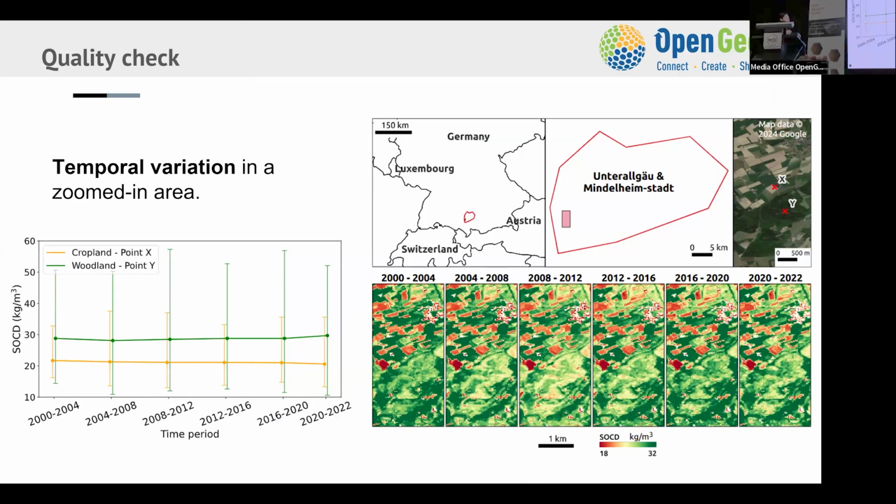And we also tried to see whether the temporal variation of the predicted soil density makes sense. And yeah, from 2000 to 2022, the temporal variation is very subtle. You cannot even tell from the series of figures I showed on the right panel. So that's the qualitative, visual check on the predicted maps.